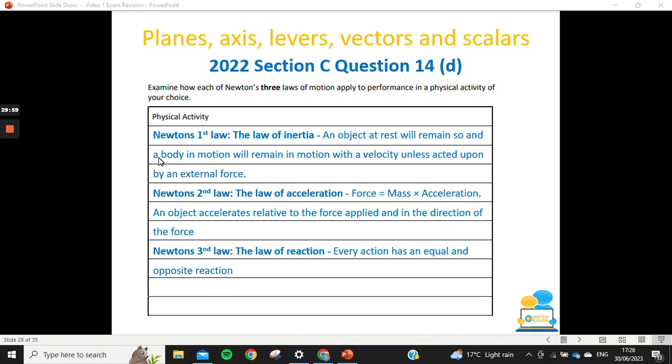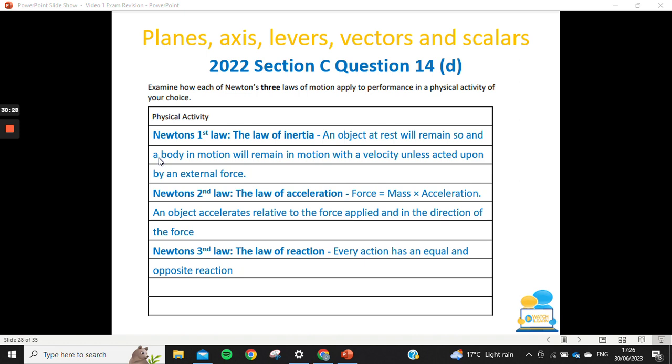It might be easier to do than trying to think of applying the law to a sport and having to write it all at one time. If you have the laws in front of you, like they are here on the screen, then they can be more easily applied to the activity. So we have the law of inertia here. An object at rest will remain so, and a body in motion will also remain in motion with a velocity unless it's acted upon by an external or outside force.